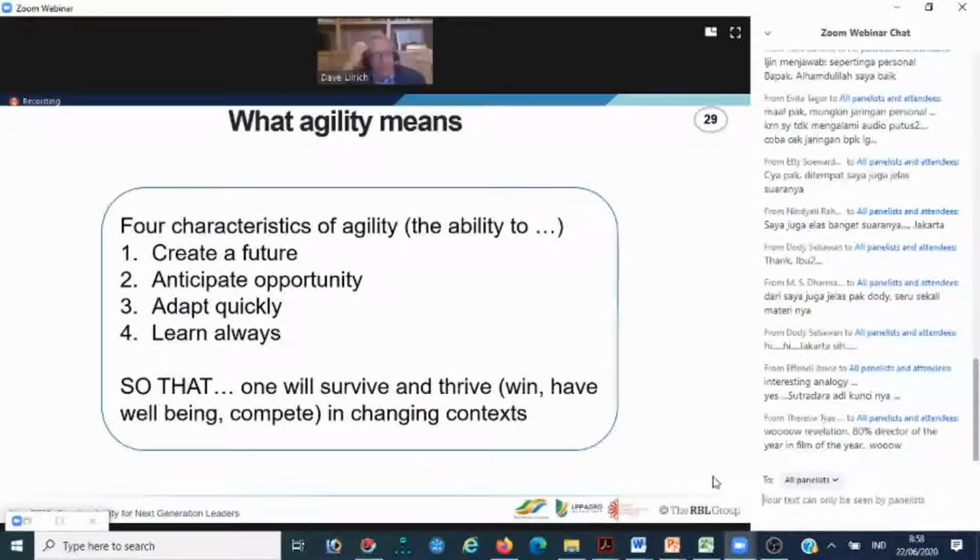Number three, you got to move quick. Agility means speed. You can't wait. You can't be the fourth follower. What they find in retail and manufacturing and consumer goods is that the first mover often gets 40 to 50% of a market. And you got to learn. Failure is an opportunity to learn.